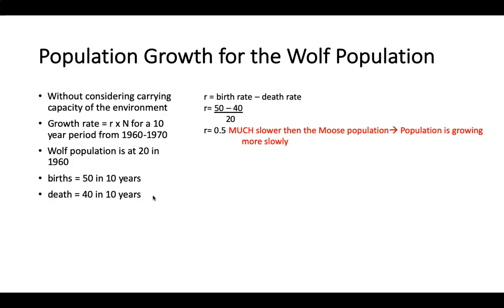So to determine the change in the population size, we're going to multiply that times N. 0.25 times 20 individuals in the population means that we're adding 10 new individuals to the wolf population in that 20-year period. So our new population size is going to be 30.